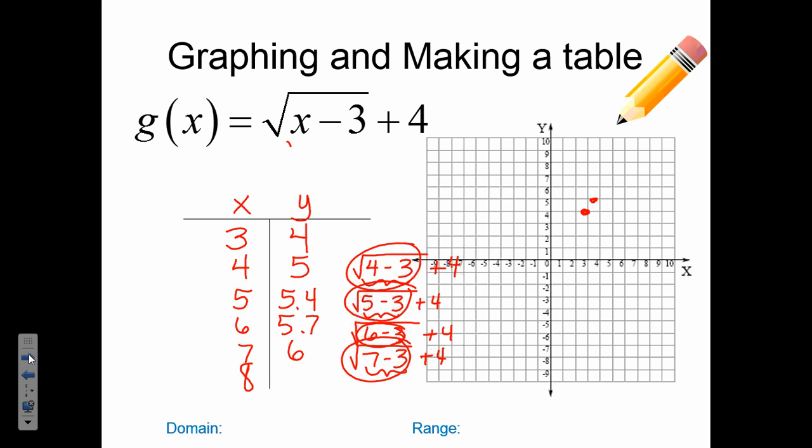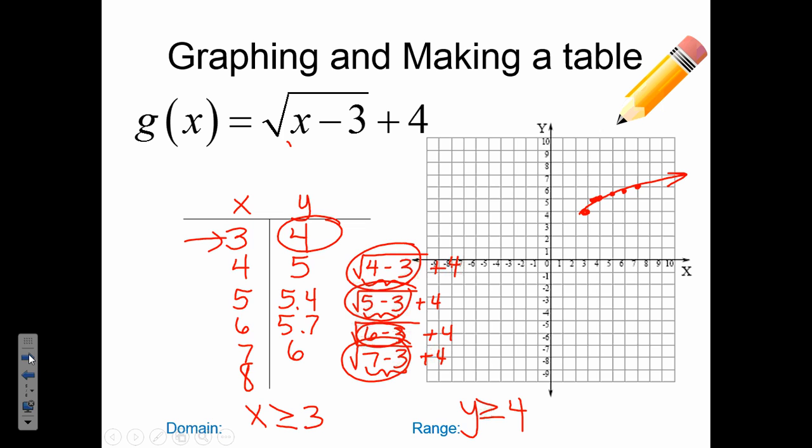So 4, 5, 5, 5.4, 6, 5.7, 7, all the way up to 6. So we go ahead, we can sketch that, and you can see it has the same general shape as the parent function, which is what we want. So domain and range now again come from what x values and y values we could have. X values had to start here at 3. So x has to be greater than or equal to 3. My y values, because x started at 3, my y values also had to start at 4. So my y values are from 4 and up, so y is greater than or equal to 4.